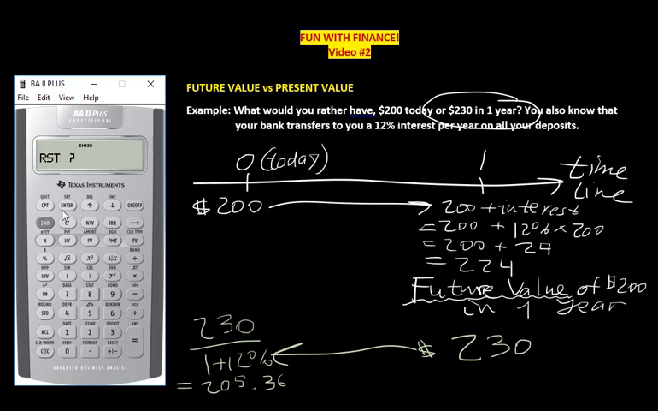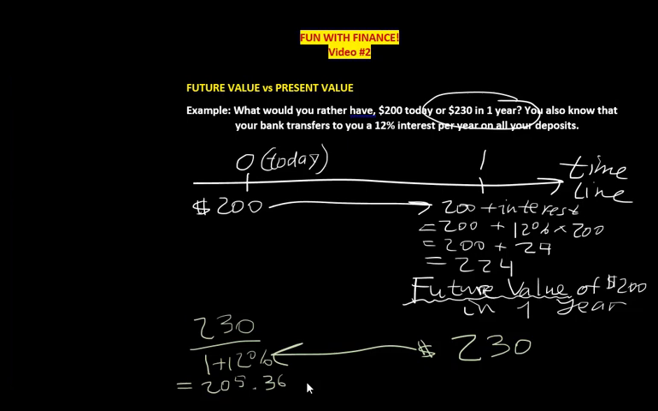Clear. 230, set to negative, plus minus key. That's our future value. 1 here, so I press 1 N for number of years. And my interest rate is 12%. I press 12 I/Y button. And I want to compute the present value. CPT, compute, and PV, present value. $205.36. So it works.